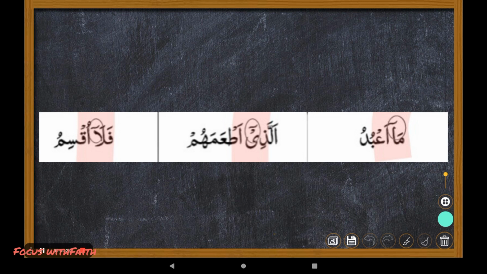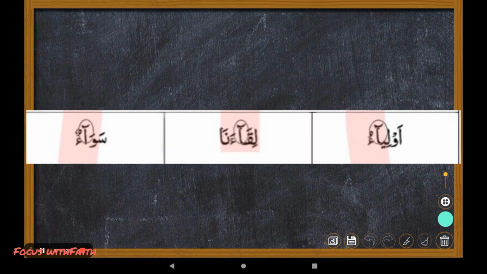Similar to this, you can see a few examples of muttasil here. Muttasil, as you can see, is in the same word. Madd is there, hamza is also there, but they are in the same word. No 2 words are there. For example, awliya'u, 6 counts. As said, the biggest of the madd are muttasil and lazim. So you are going to extend liqa'ana, sawa'un.